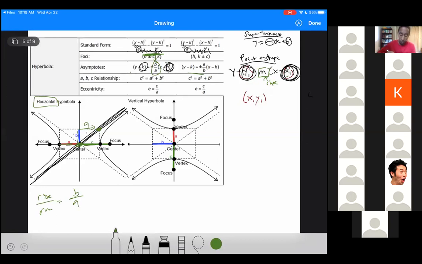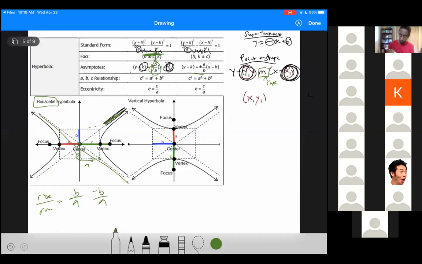It has a plus or a minus because you have two asymptotes, right? You can do rise over run b over a like that, and that will give you this asymptote. Or you could go from this point to this point to give you this asymptote, and that would be going down, negative b over a, right? And so that's the two. That's why you have the plus or minus. So that's for the horizontal hyperbola. It's going to be b over a because that's your rise over run.